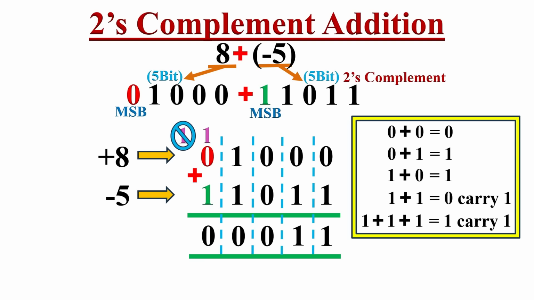We must get the answer of plus 3. That's it. This 00011 is the binary representation of plus 3. If we observe over here, the MSB bit is 0. This shows a positive binary number. Hence, by using 2's complement, we can perform subtraction just like addition.